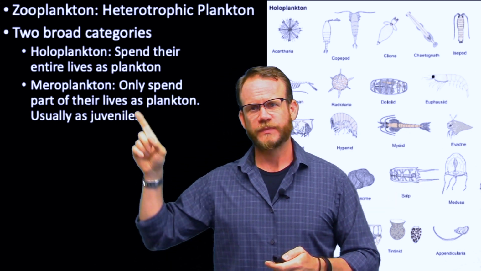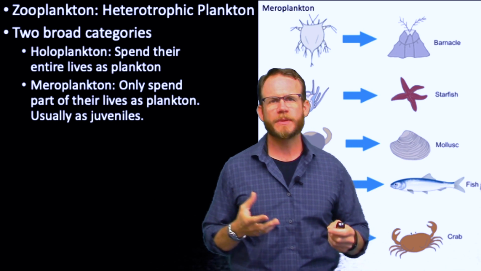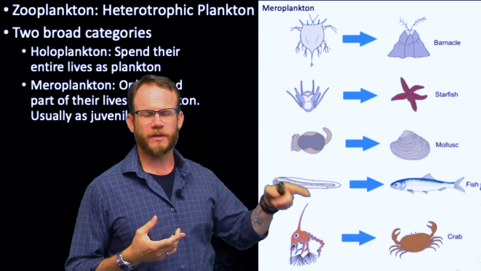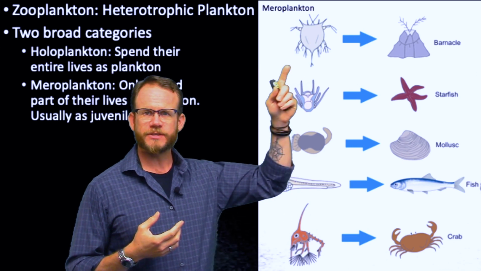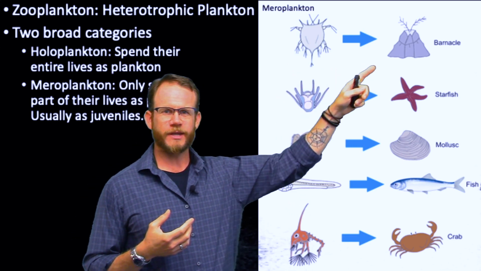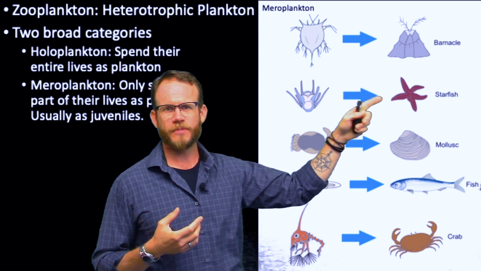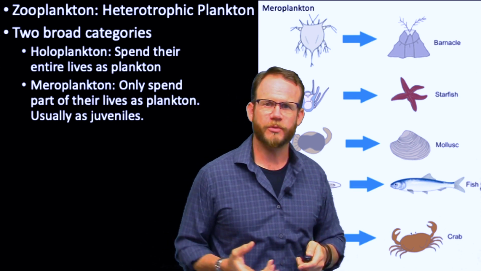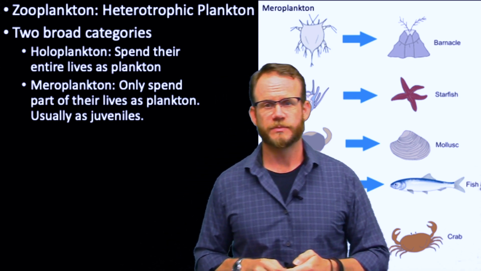They're always plankton. The second one is meroplankton, and they only spend part of their lives as plankton. So you can see here a barnacle, starfish, mollusk, even a fish. They start out as these weird little shapes, and then as they grow older, they either stick to piers and boats or to the bottom, or they swim around, or they crawl around. So those are meroplankton, only part of their life spent as plankton.